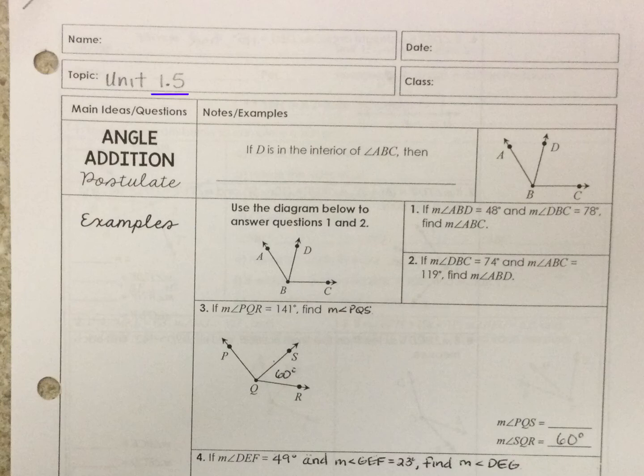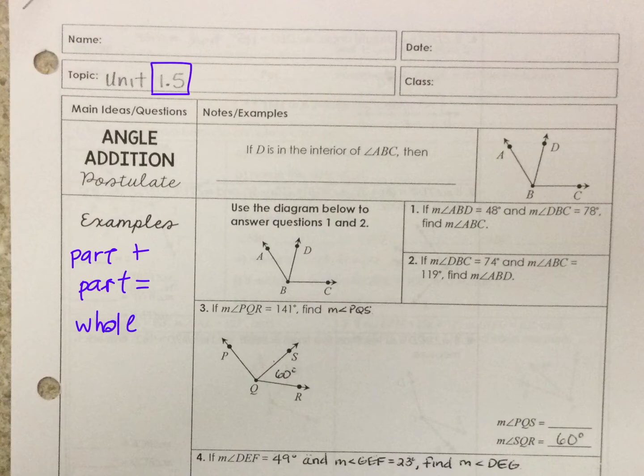All right, these are your 1-5 notes. It starts out with our angle addition postulate, and this is what we've been doing for a while now. It deals with angles, but it's still a part plus a part equals a whole. That is what we're going to do today.